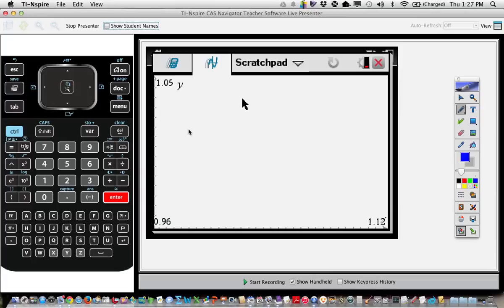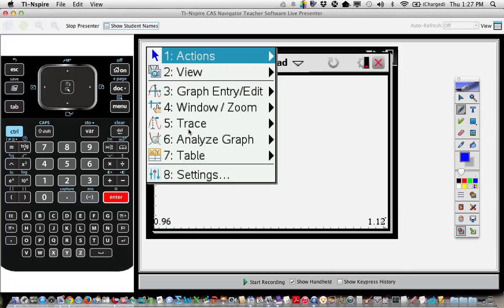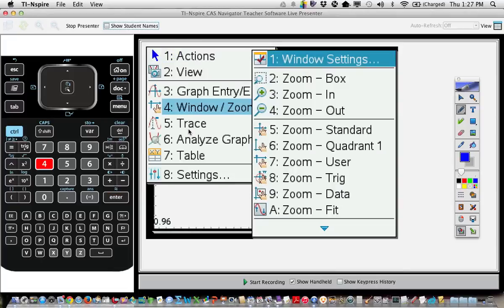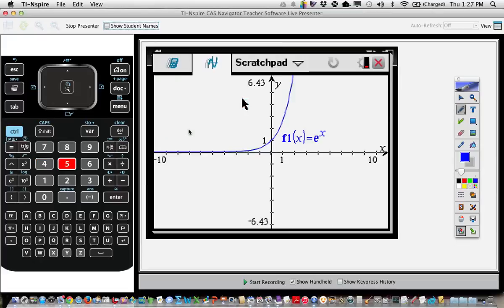All right, and now let's go to your window. Go to menu, window, and let's do 5, zoom standard. Okay, here's e to the x. Now, I want to show you something really cool about e to the x. One of the things people always ask is, what's special about 2.718? Why is this e so special?